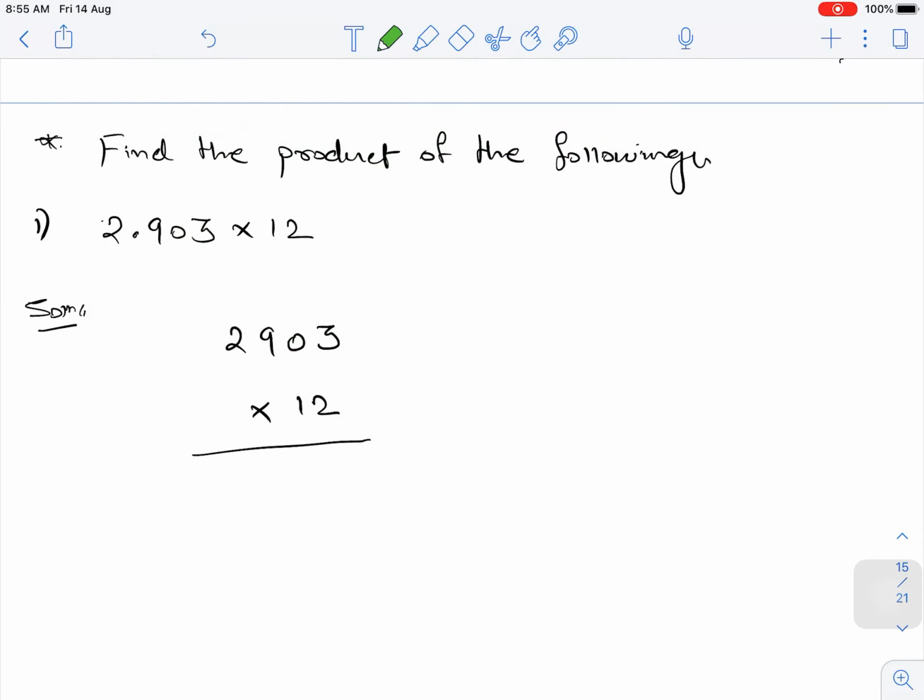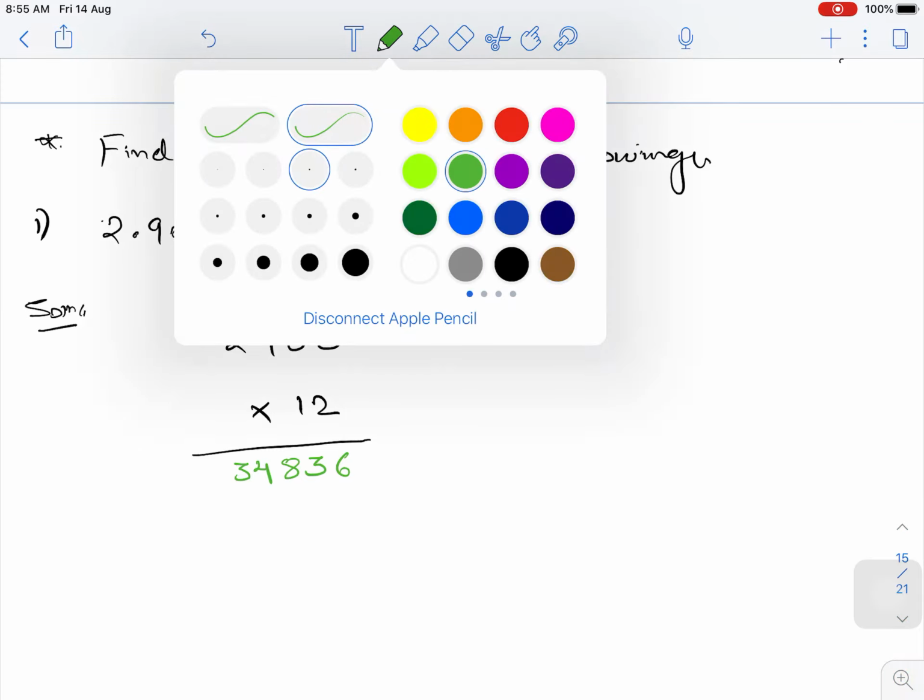So now what you will get: 12 threes are 36. Then 12 zeros are 0, and this 3 will come here, so you will get 3. The next one, 12 nines are 108. This 10 will come here and this 8 will come here. Then 12 twos are 24, 24 plus 10, that is 34. So now what is our answer?